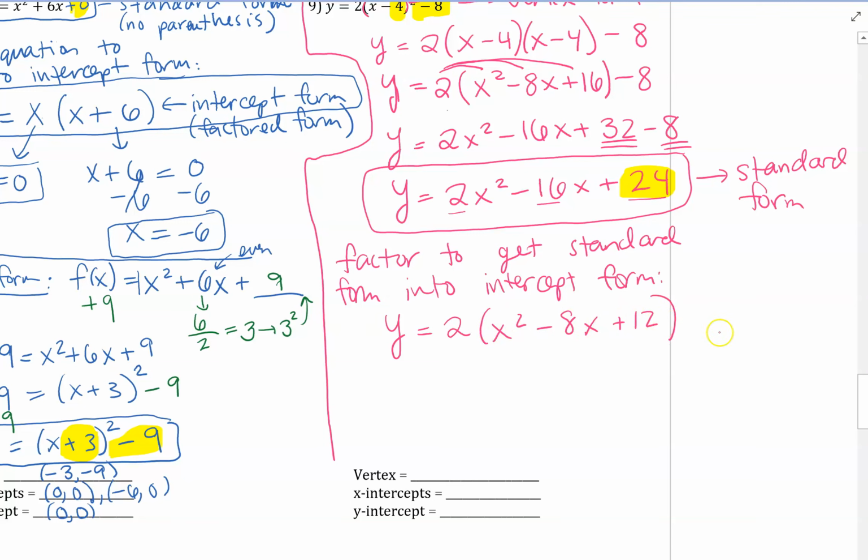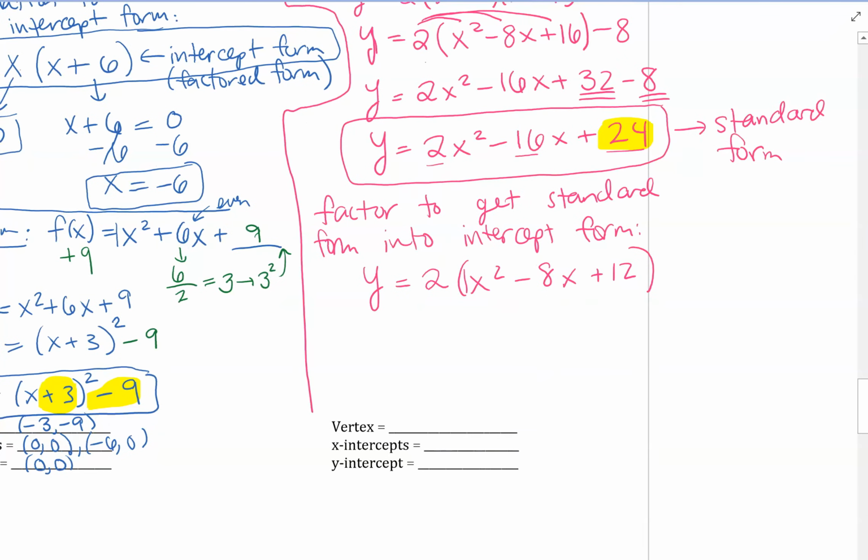With the remaining trinomial, I notice the a value is 1, which is also a nice, easier version for factoring. So I just need to find two numbers that multiply to 12 and at the same time add to negative 8. In order to multiply to a positive and add to a negative, both of the factors are going to have to be negative. So for this one, it turns out to be negative 6 and negative 2.